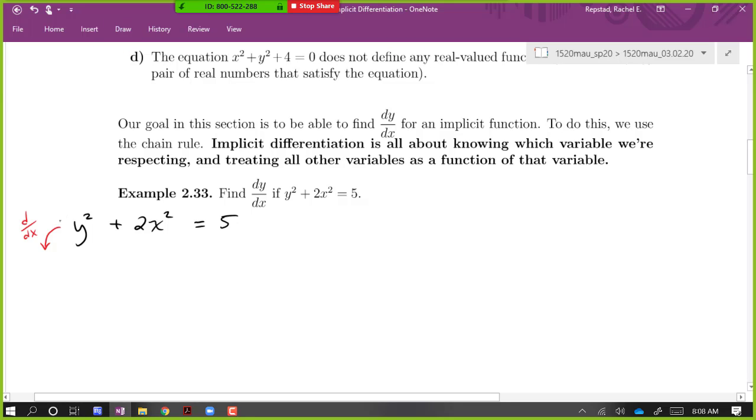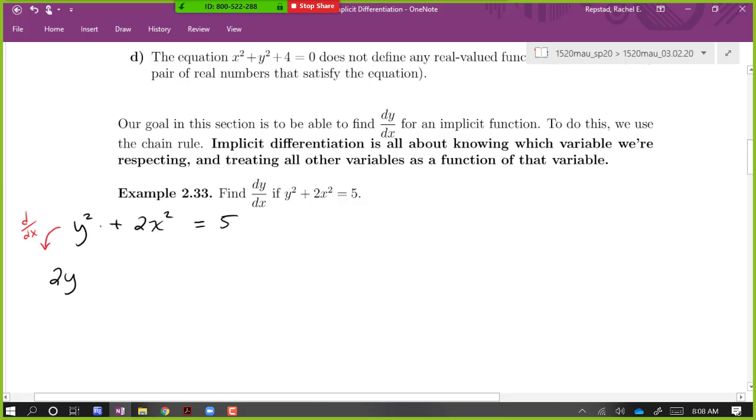Our first term is y squared. What we're going to do is use the rules as we want to, as it seems like we ought to be able to. This is something raised to a power, so we're going to use the power rule. This says I'm going to bring that power down in front, and then y to the 1 less power, so we just get 2y.